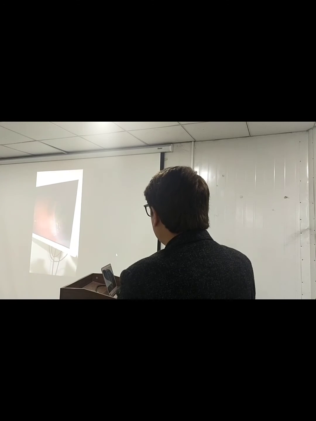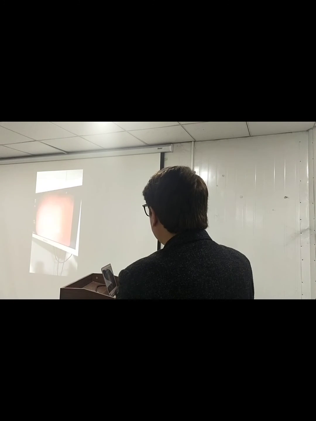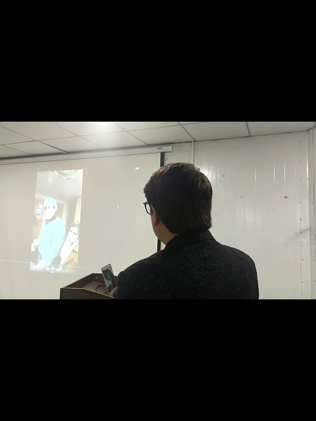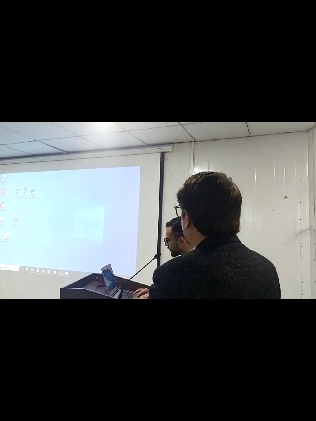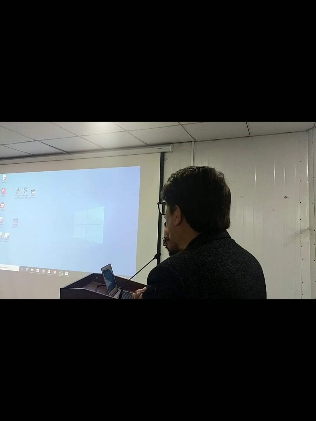So this is the stomach, and this is the tube inside. So we can administer food and all that through this tube. Next video is the endoscopic view of worm manifestation.